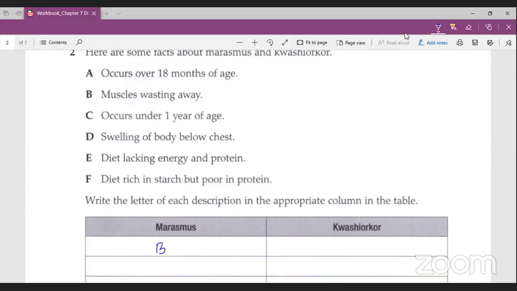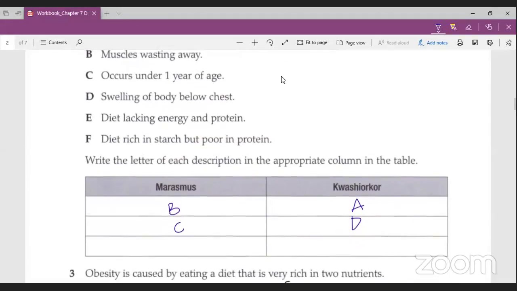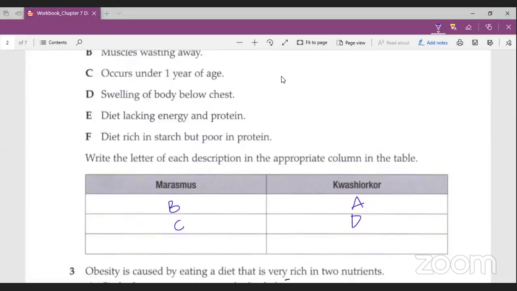Yeah, that would be C. Which one happens over 18 months is kwashiorkor. Marasmus is the one where the muscle wastes away, and which happens under the age of 1 year. Swelling of the body is kwashiorkor, and a diet lacking energy and protein is marasmus, and a diet rich in starch, poor in protein is kwashiorkor.